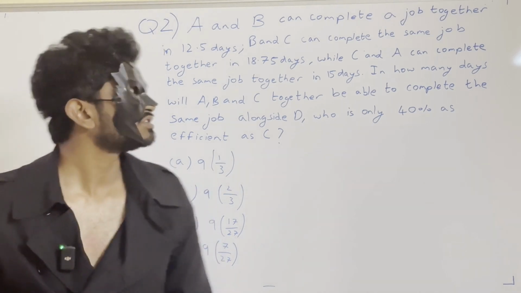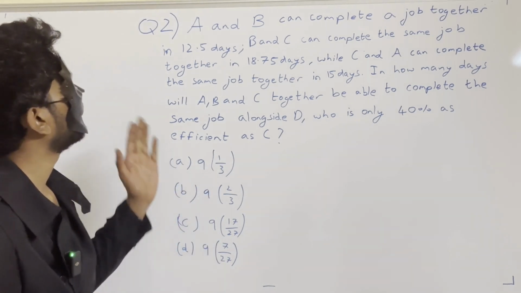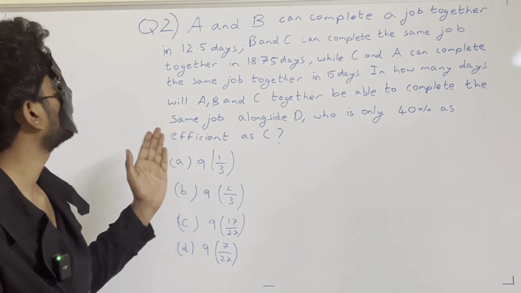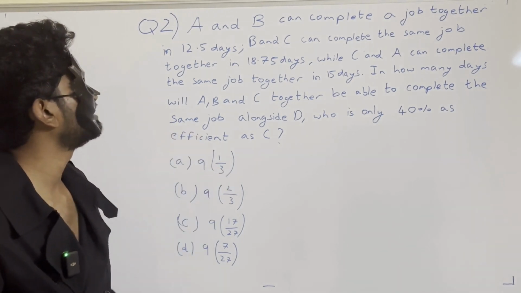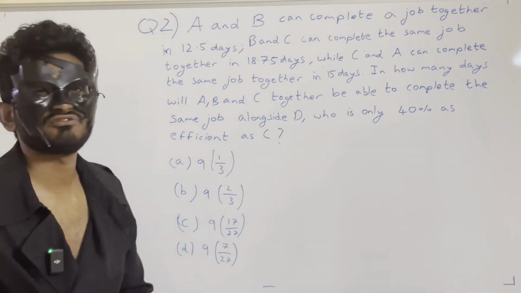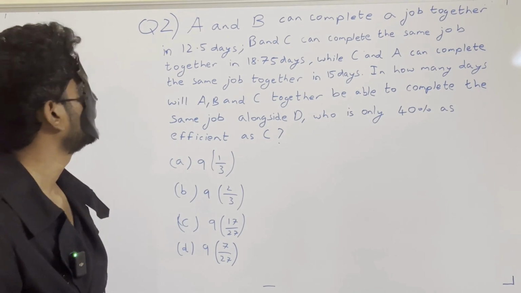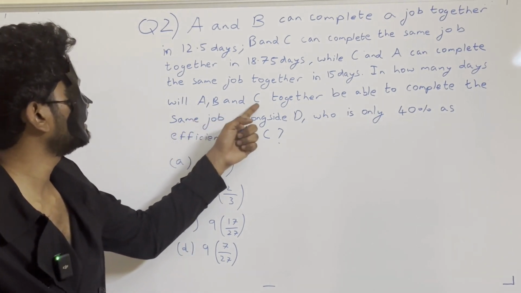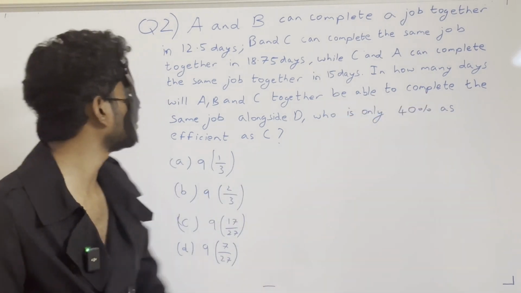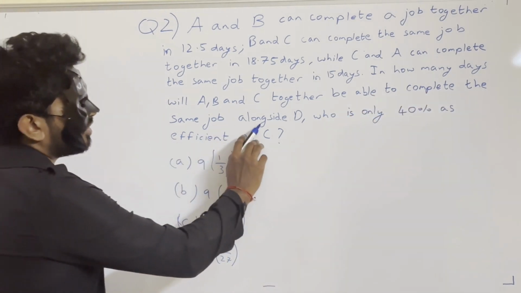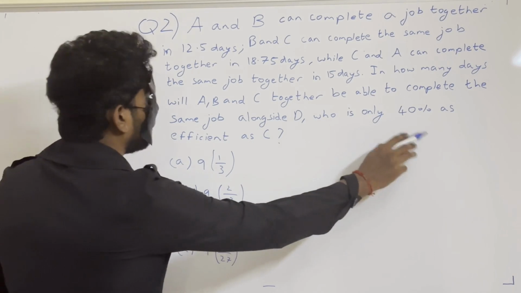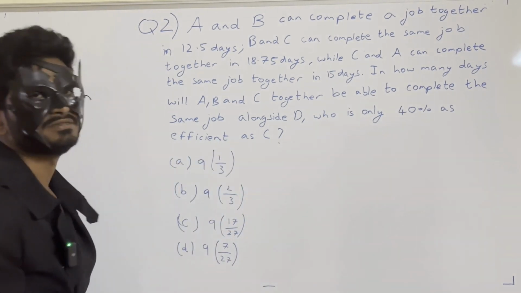So superhumans, next question is: if A plus B can complete a job together in 12.5 days, B and C can complete the same job together in 18.75 days, while C and A can complete the same job together in 15 days, in how many days will A, B and C together be able to complete the same job alongside D, who is only 40% as efficient as C?